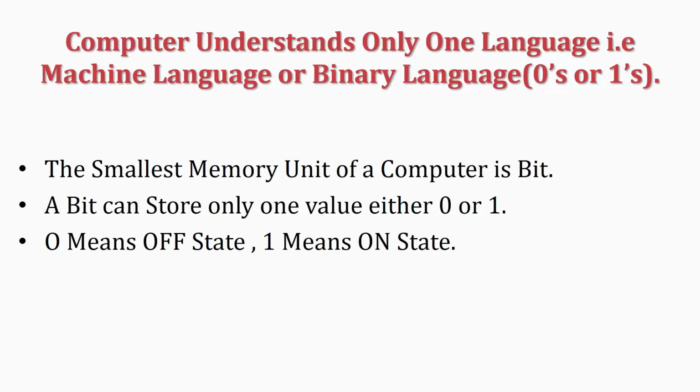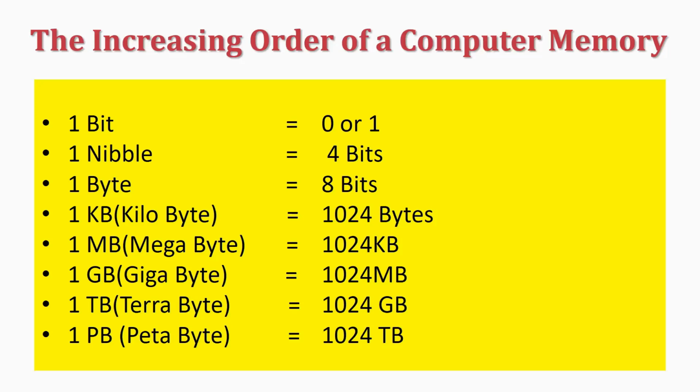The smallest memory unit of a computer is the bit. A bit can store only one value, either 0 or 1. Here 0 means off state, 1 means on state. I'll explain the increasing order of computer memory.